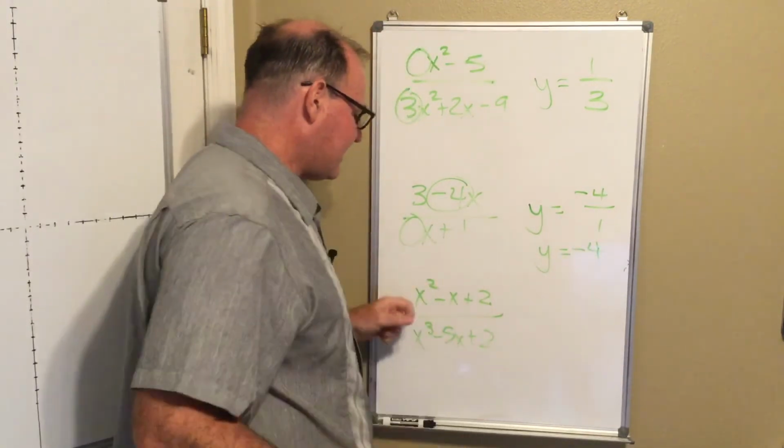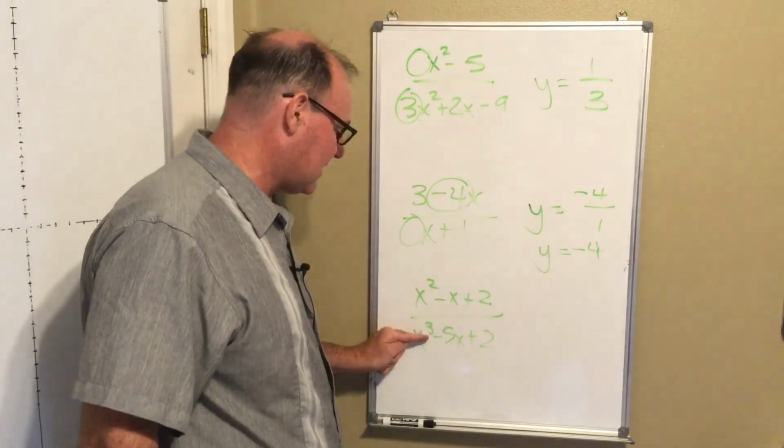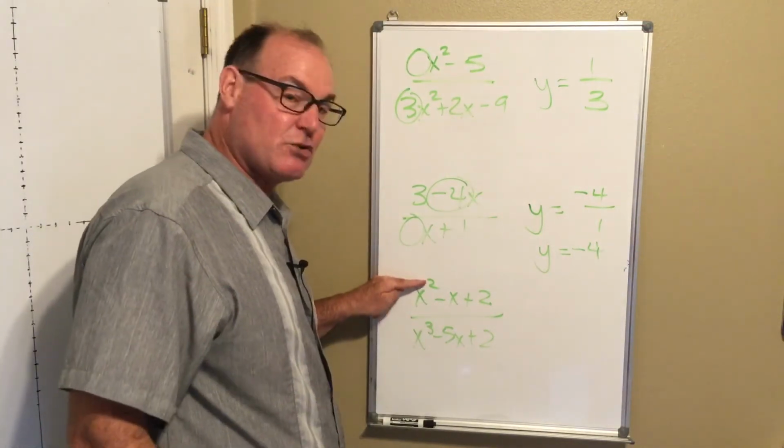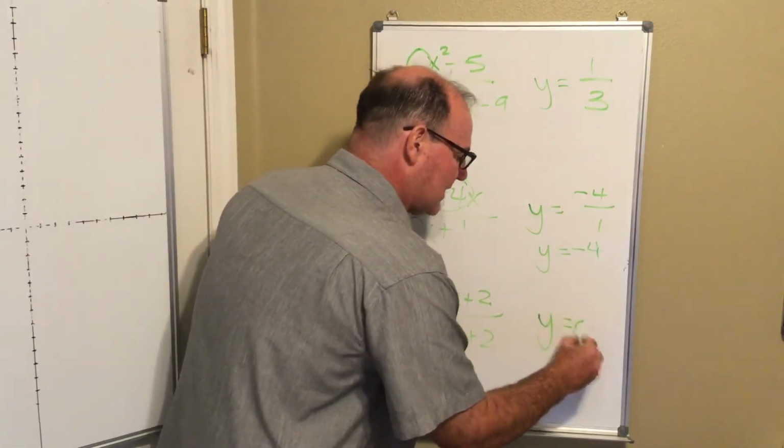And then the last one, this is the situation where the degree of the top is less than the degree of the bottom. X squared, that's degree 2. X cubed, that's degree 3. So this is y equals 0.